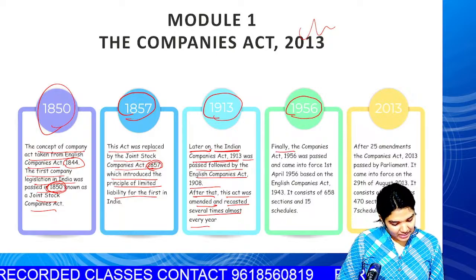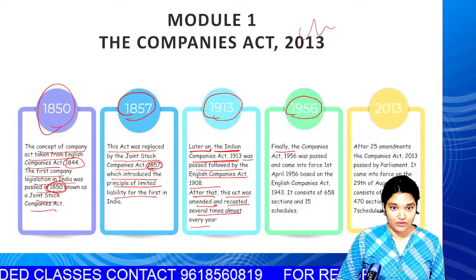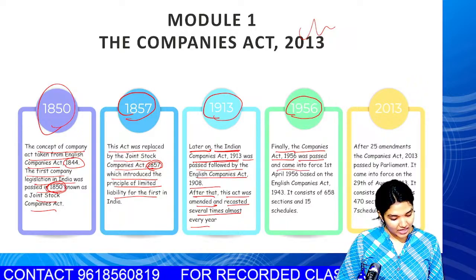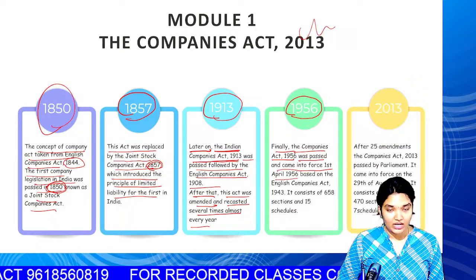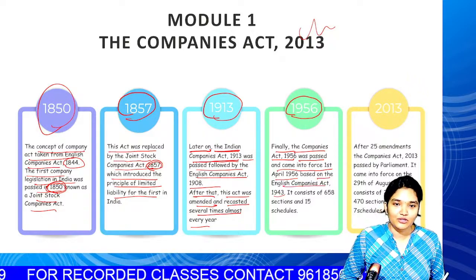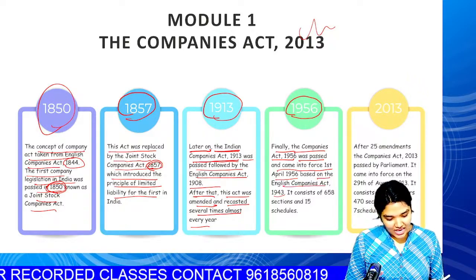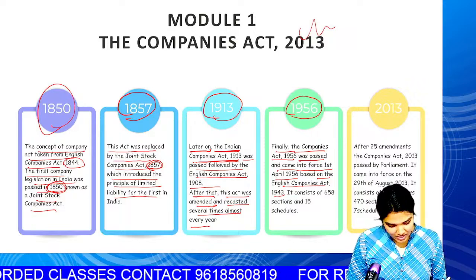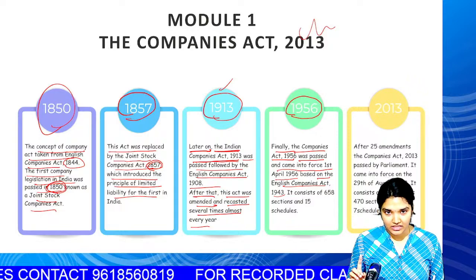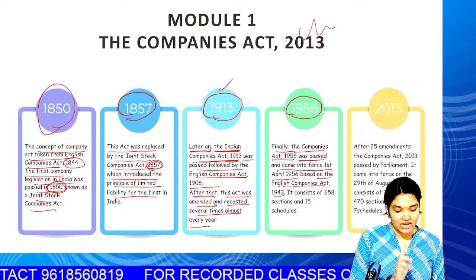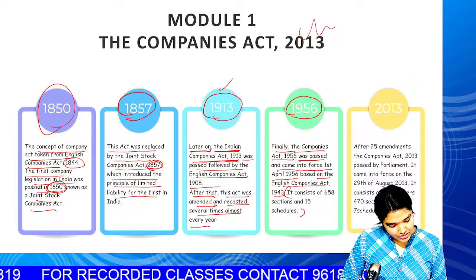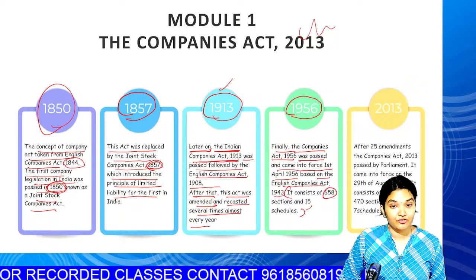So finally, after independence, this is the first company law. The Companies Act 1956 was passed and came into force on 1st April 1956, based on the English Companies Act 1943. Here also the laws have been taken from the English Companies Act 1943. So the first Indian company law was in 1913, and the next amended law was 1956. This law consisted of 658 sections and 15 schedules.